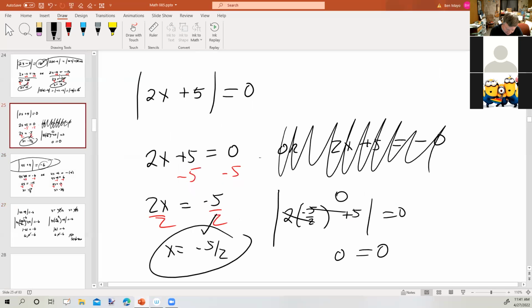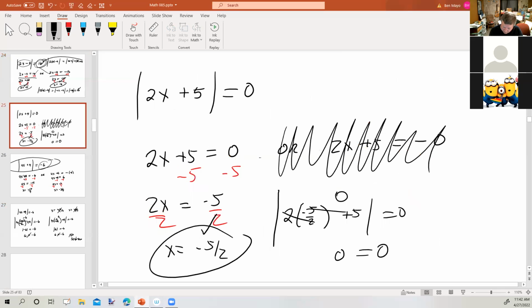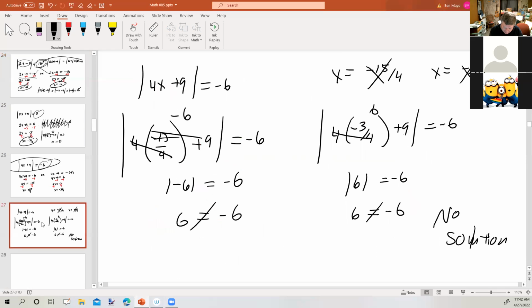So let's go back. If we've got an absolute value equals a positive number, it leads to two equations. We solve them, we check them. If we have an absolute value equal to 0, we have one equation, we solve it, we check it. If we have an absolute value equal to a negative number, you can go ahead and solve it, but when you check it, none of the solutions are going to work.